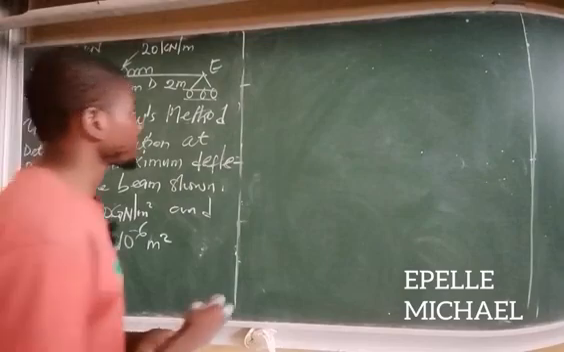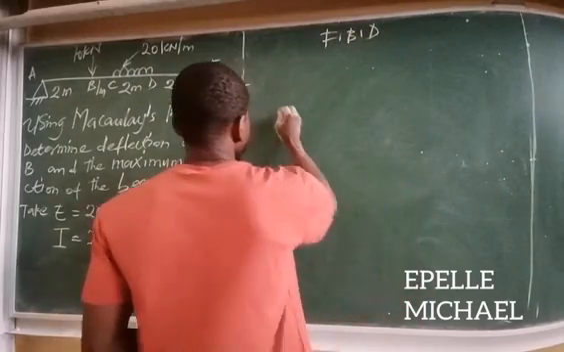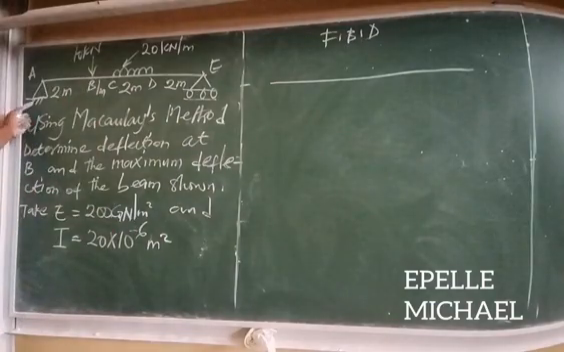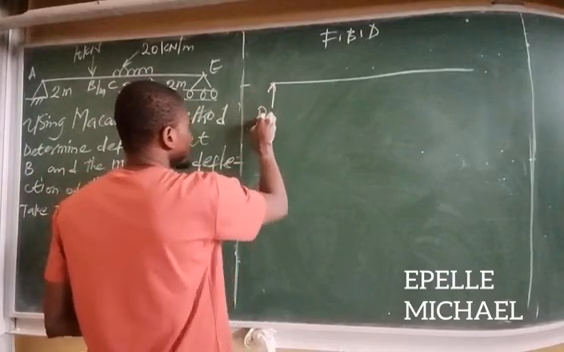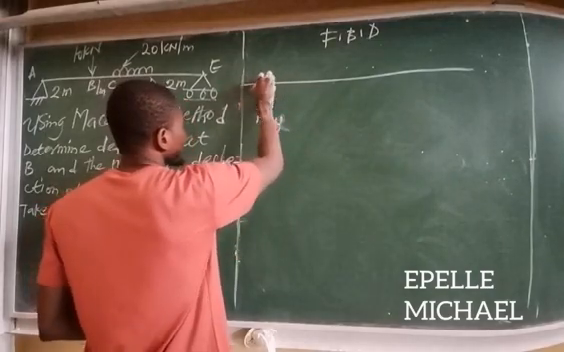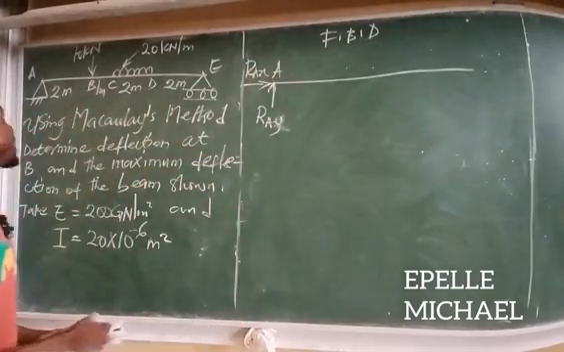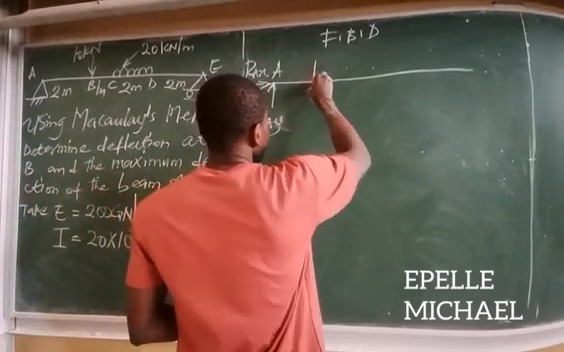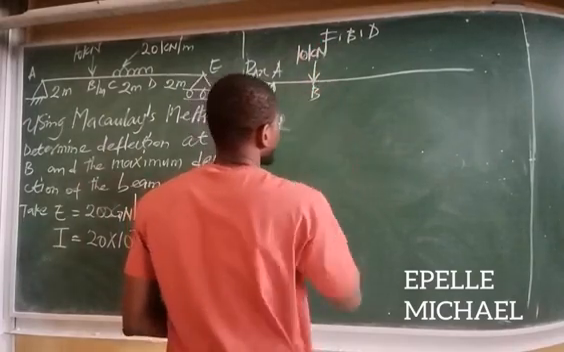Let's outline the free body diagram of the beam, which is the very first thing to do, FBD. Bring down the beam. At point A we have a pin, and for a pin support we have two reactions, one vertical, RAY, and one horizontal, RAX, all at point A. At point B, we have a 10 kilonewtons force acting downwards.